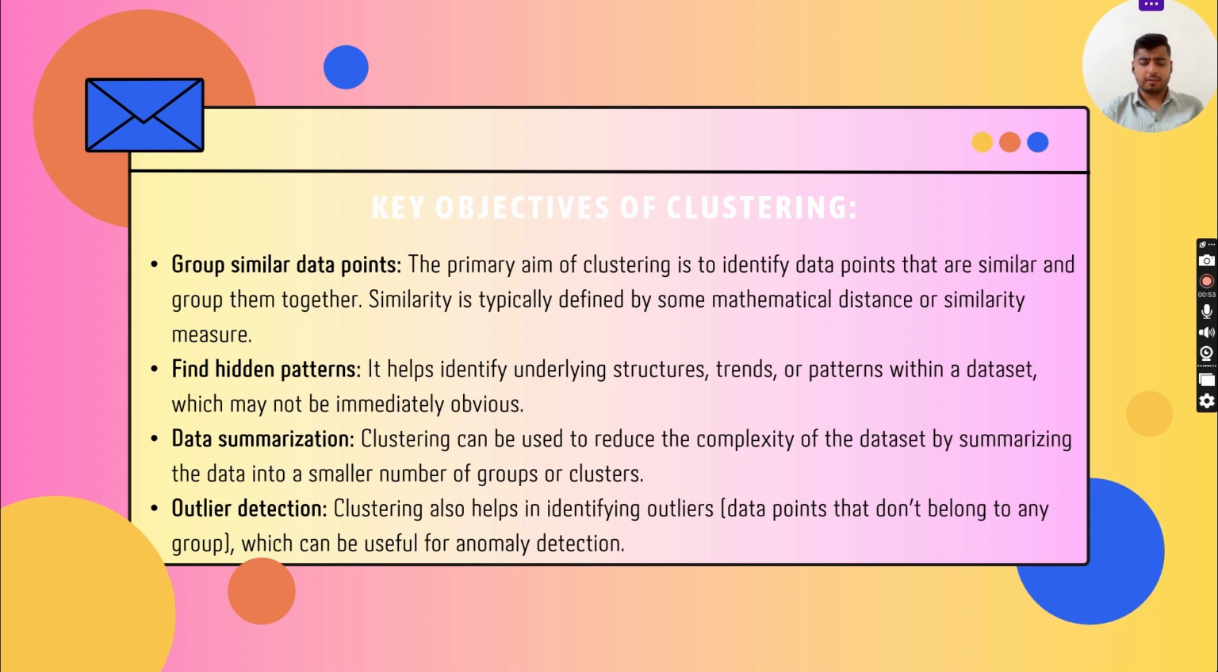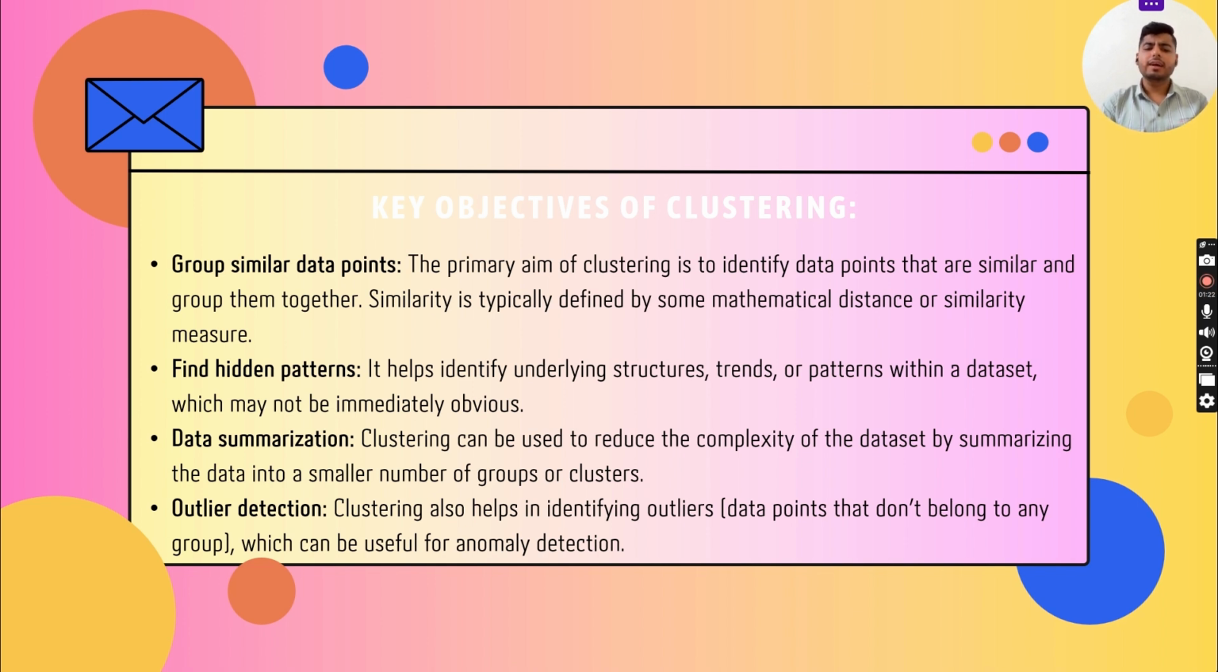So, key objectives of clustering. Firstly, group similar data points. The primary aim of clustering is to identify data points that are similar and group them together. Similarity is typically defined by some mathematical distance or similarity measures. Next is finding hidden patterns. It helps identify underlying structures, trends, or patterns within a data set which may not be immediately obvious.